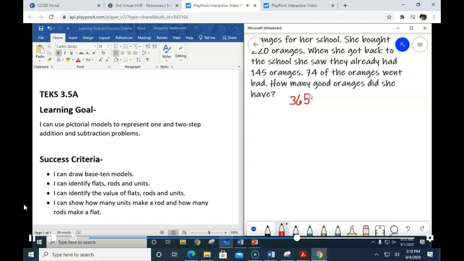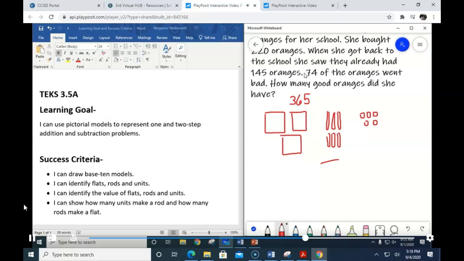Okay, there we go. All right, and let's draw that in base 10 form, right? So we've got 3 flats. We've got 6 rods. And we've got 5 units. Okay, now 74 of those oranges went bad. We're going to subtract them. So we're going to subtract 74.